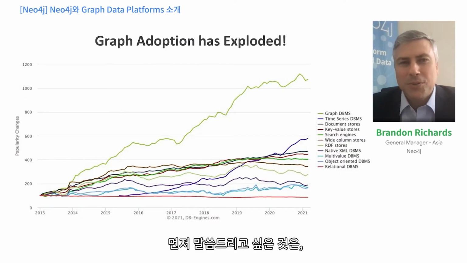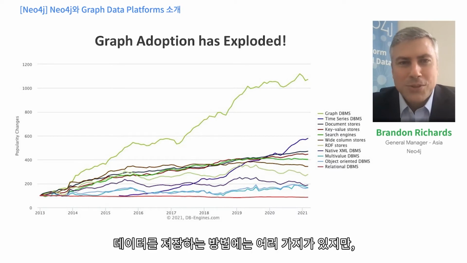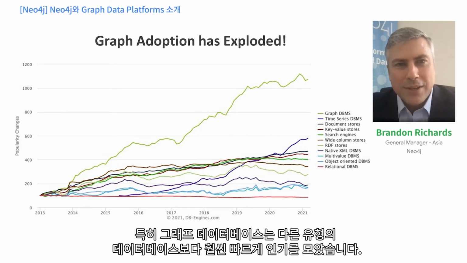I usually like to start with this, which shows that the adoption of graph databases as a way of storing data has really just exploded in popularity in the last 10 years or so. There's lots of different ways of storing data, but graphs in particular have grown in their popularity faster than any other type of database.